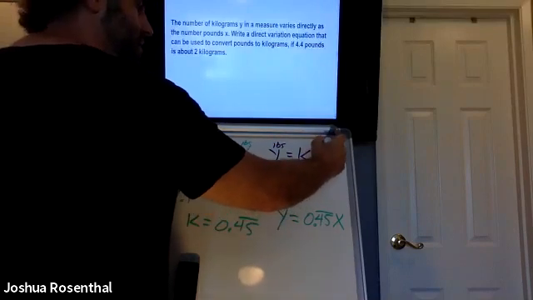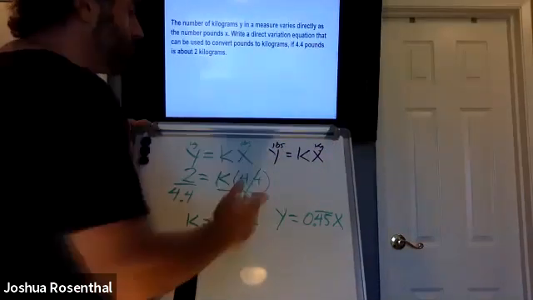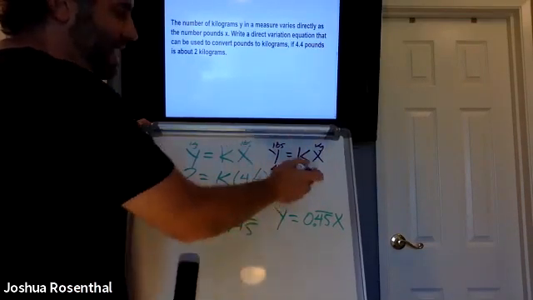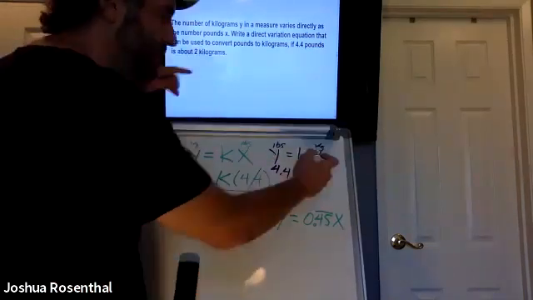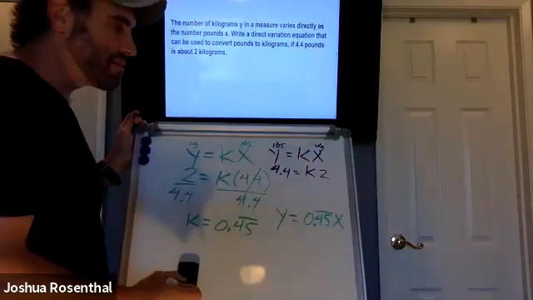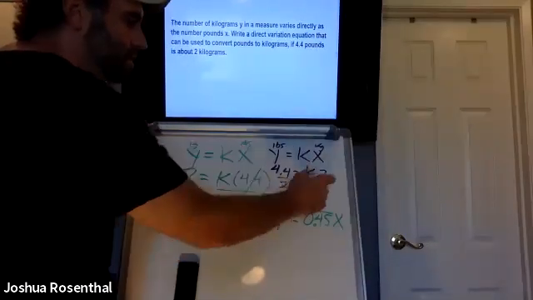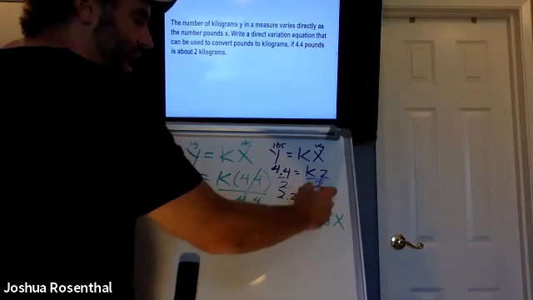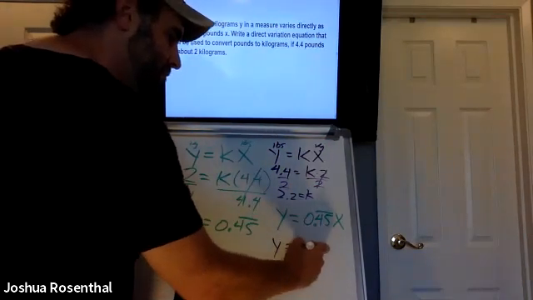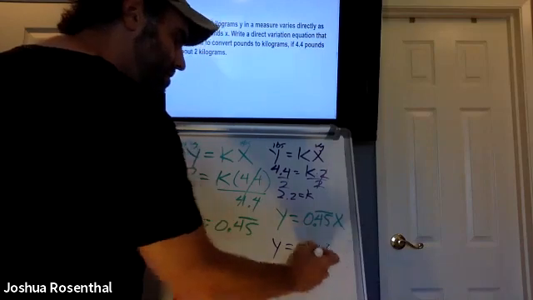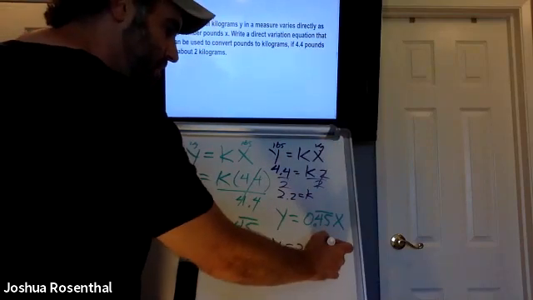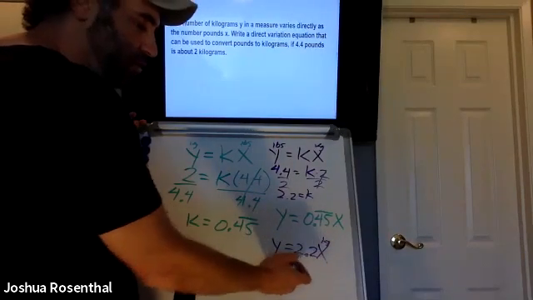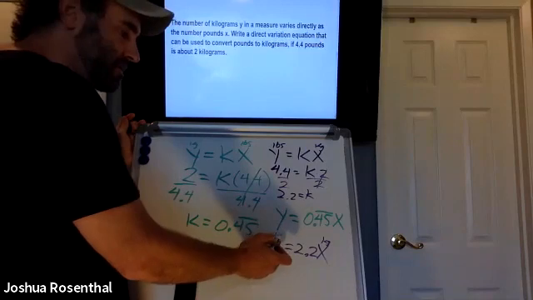So now that's kilograms. All right, so now 4.4 pounds is here. There's K, and 2 kilograms would be the X. Now divide by 2, and there's your 2.2. K is 2.2. Now make your equation. Y is equal to 2.2x, where X is kilograms, right? So you take your kilograms and you multiply by 2.2, and that's how many pounds something is.